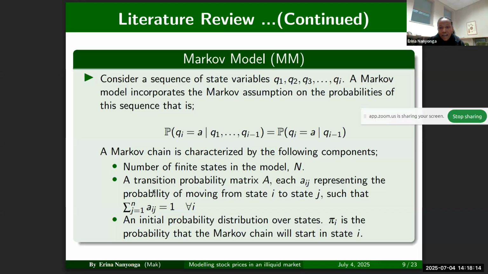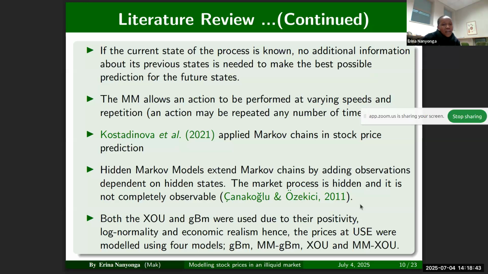Then another component of the Markov chain, or the model that we considered, is a transition probability matrix, which is obtained from the probabilities of transitioning from each state to another, and then the initial probability distribution over the states. In that model, as I have already said, if the current state of the process is known, there's no additional information about the previous states that's needed. It uses the Markov property that it's best to predict the future using the most recent state, because the current state only depends on the most recent state.